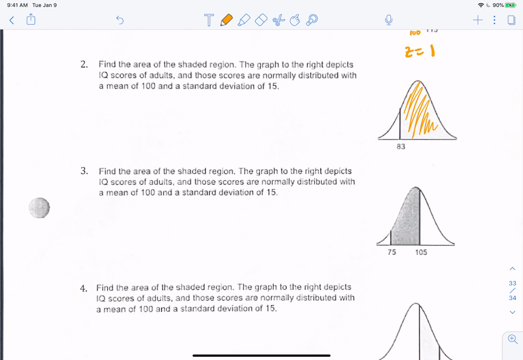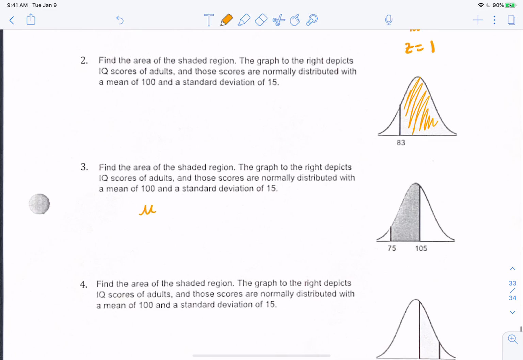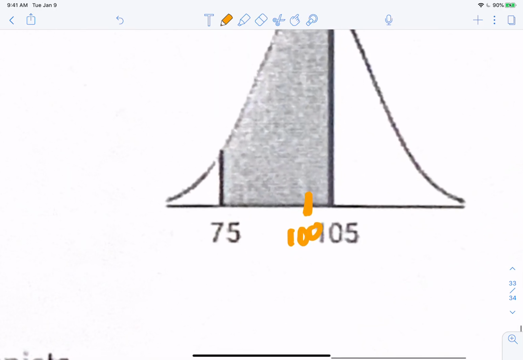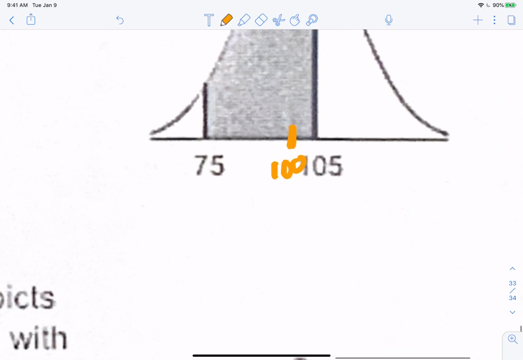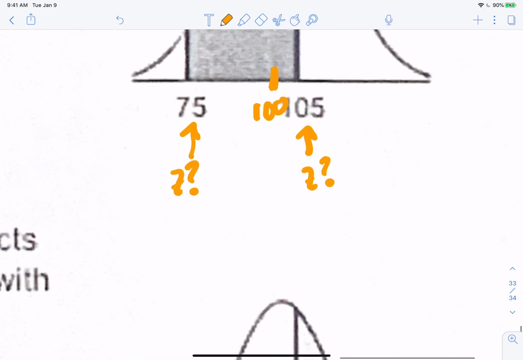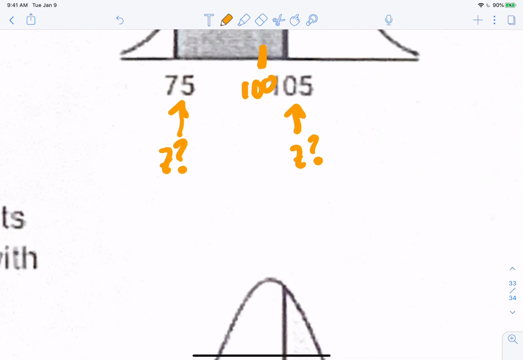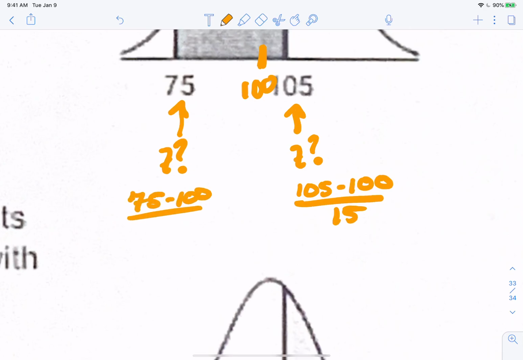Do you want to look at 3? Sure, might as well. Average is 100. Standard deviation is 15 again. So 100 is right about there. I'm going to have one of each table: 105 is on the positive, 75 is on the negative. Let's figure out the z-scores for each. Z is what I need to find. So I do 105 minus 100 divided by 15, and I do 75 minus 100 divided by 15.